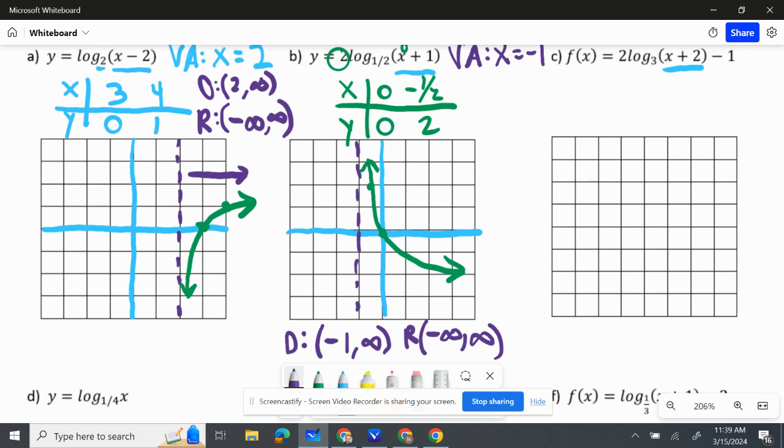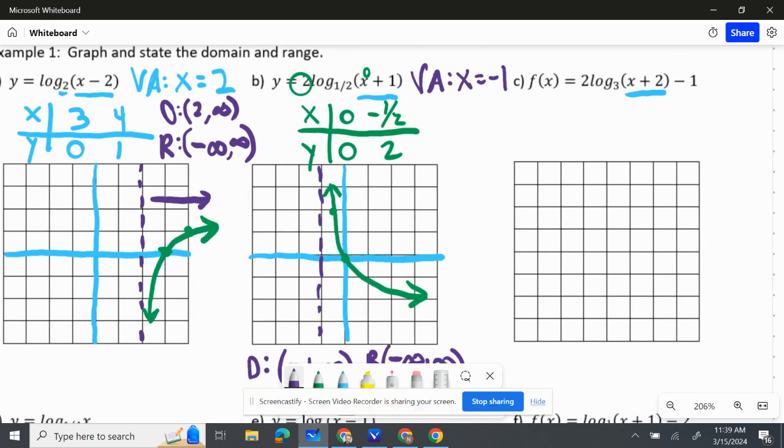Now, if we're looking at the third one, our vertical asymptote is always what gives us 0 inside. So that would be negative 2.